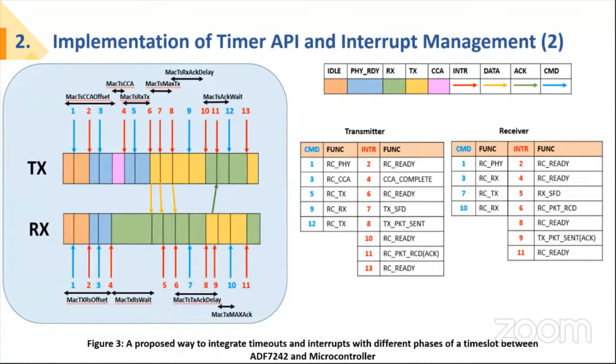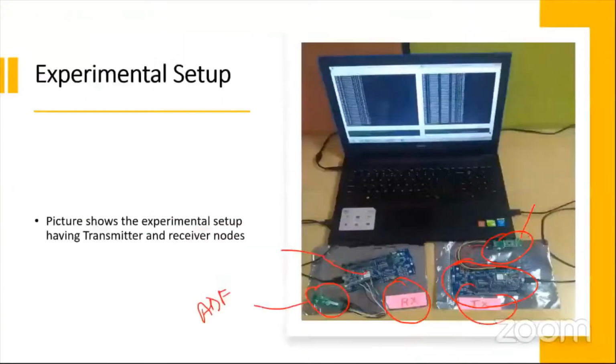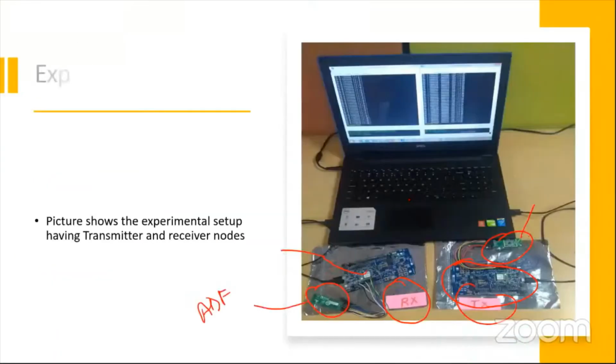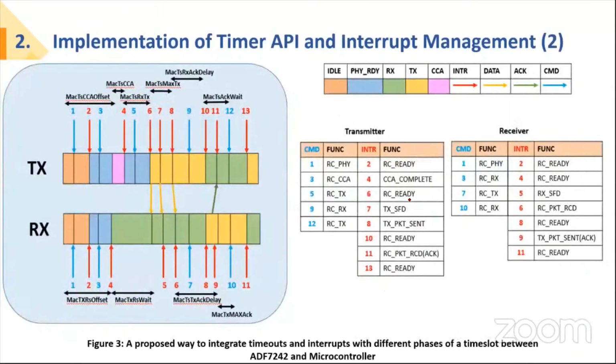But if you look carefully on top, folks, you have MAC TS CCA offset, MAC TS CCA, and so on. I'm sure you understand this is what we were trying to do here. We are trying to do exactly this. This is what is defined in the standard down below. You converted this picture, which you saw here, into this picture. Exactly as per the standard, it has been implemented.